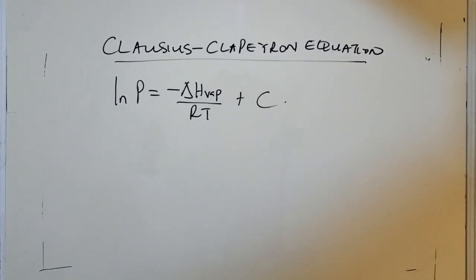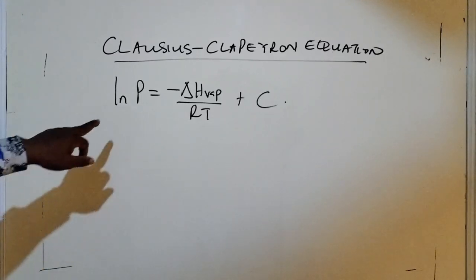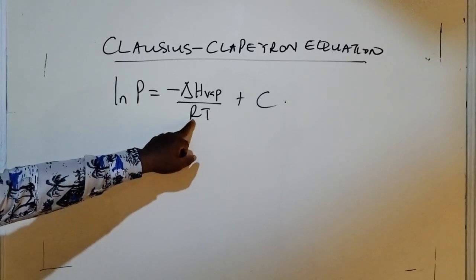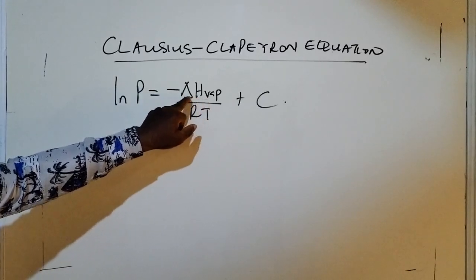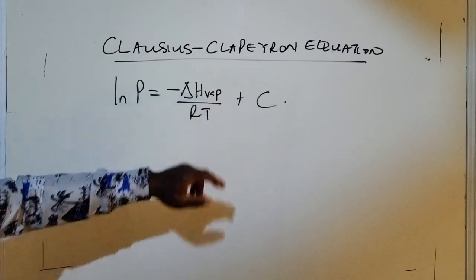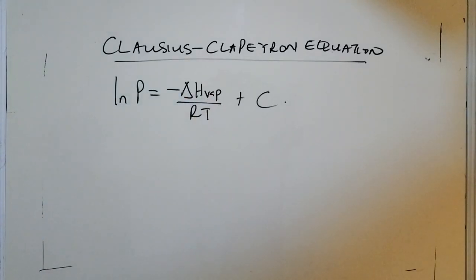So we'll look at the Clausius-Clapeyron equation. The Clausius-Clapeyron equation describes the change in vapor pressure with temperature during phase transition, where P is vapor pressure, R is the gas constant, T is temperature in Kelvin, and delta H vap is the enthalpy of vaporization. So this is the Clausius-Clapeyron equation, and C is a constant.